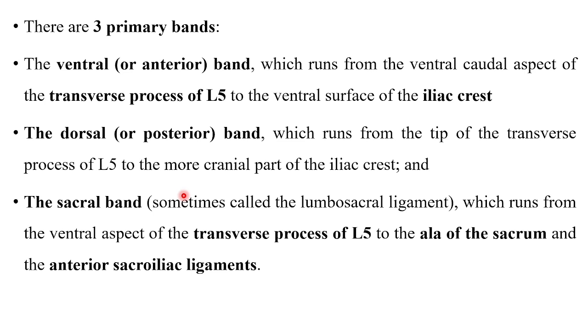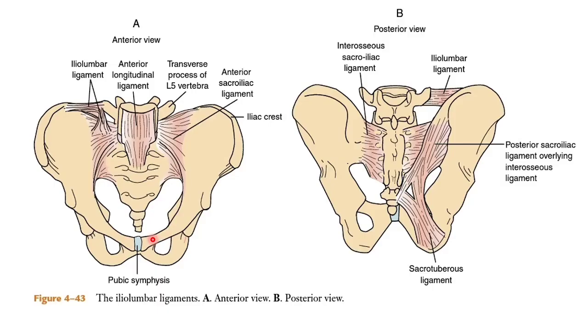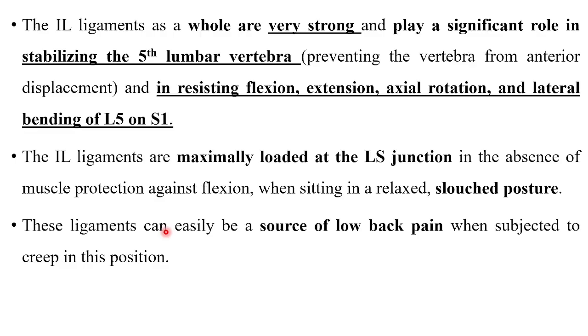And the sacral band, sometimes called the lumbosacral ligament, runs from the ventral aspect of the transverse process of L5 to the ala of the sacrum and the anterior sacroiliac ligaments. So these are the iliolumbar ligaments. The iliolumbar ligaments as a whole are very strong and play a significant role in stabilizing the fifth lumbar vertebra.